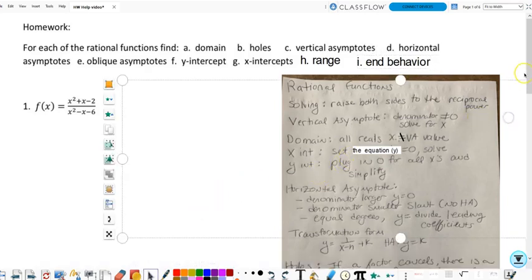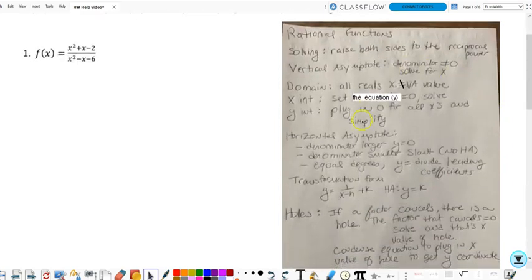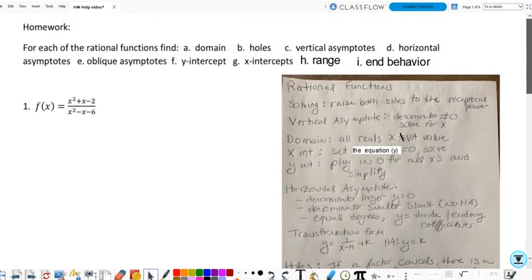What I also have here on the screen is an image of my summary sheet. If you are not currently keeping a summary sheet or index cards or flashcards or something summarizing all this information, it's just too much. You have to have a summary sheet to help you practice finding all the properties.